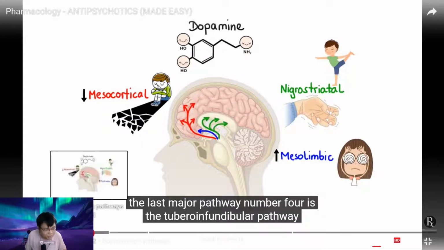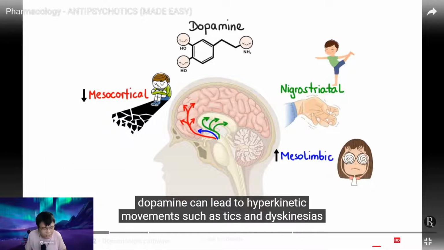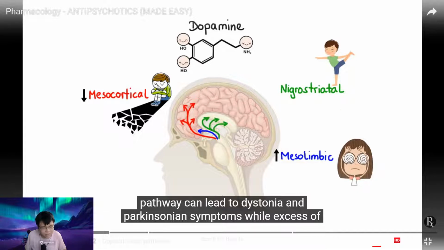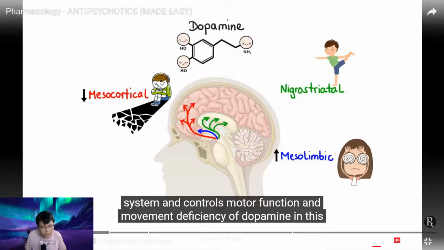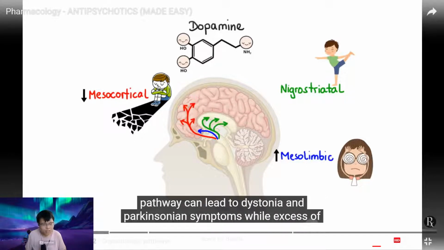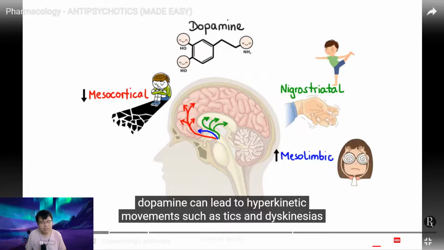Wait. Let me just review that part a bit. They're saying hyperkinetic movements. Well, you have deficiency of dopamine, Parkinsonian, excess of dopamine can lead to hyperkinetic movements such as tics and dyskinesias.